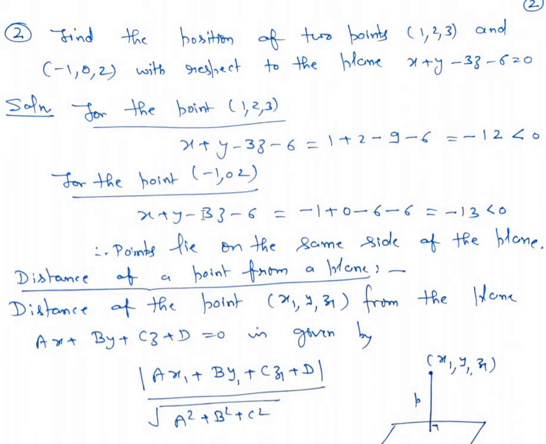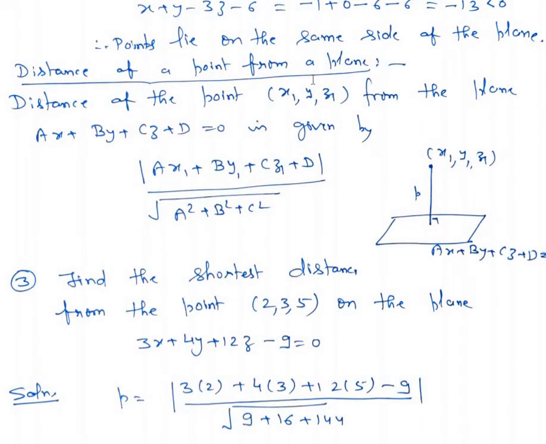Similarly, if we take the point minus 1, 0, 2 and put it in the left hand side of this equation, we have minus 1 plus 0 minus 6 minus 6, which is minus 13, which is also negative. So both the expressions are negative, so therefore points lie on the same side of the given plane.